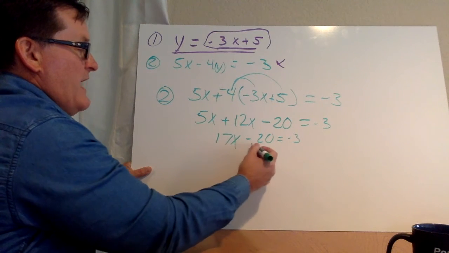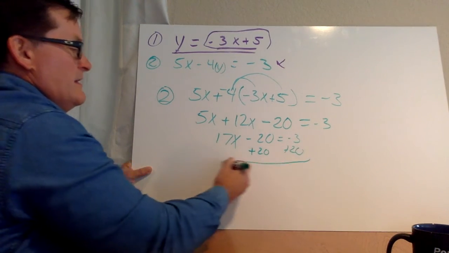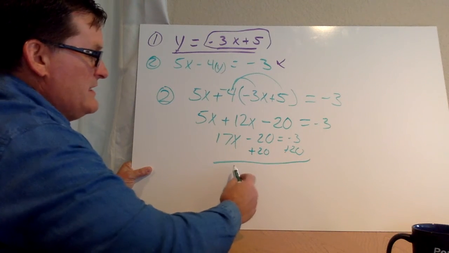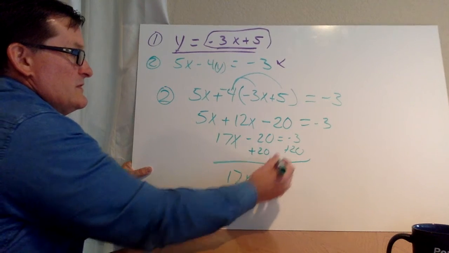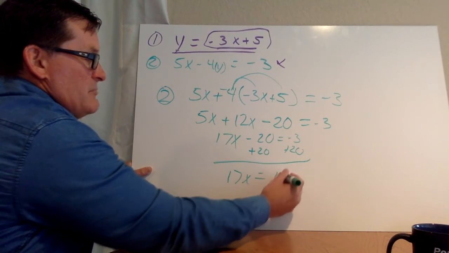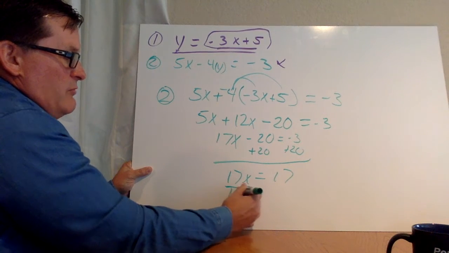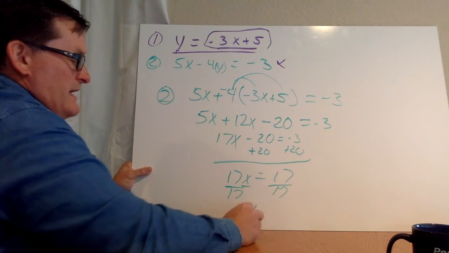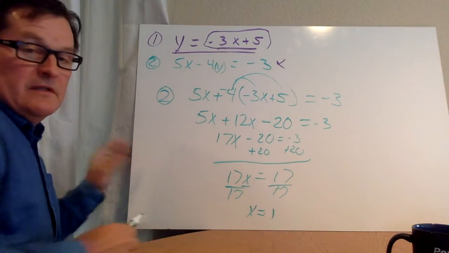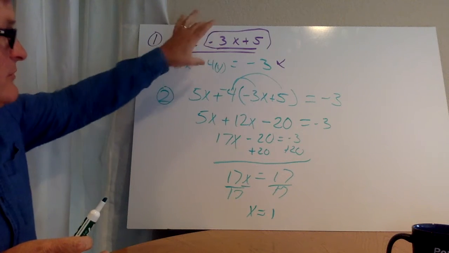Now, continuing to isolate for x, I add 20 to both sides. Again, I'm going through this relatively quickly because I think you know this part. And I end up with 17x equals negative 3 plus 20, which is a positive 17. Continue to isolate for x, so divide both sides by 17, and my answer is x equals 1.